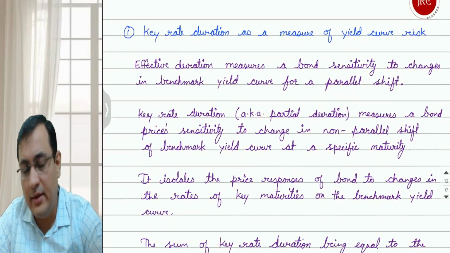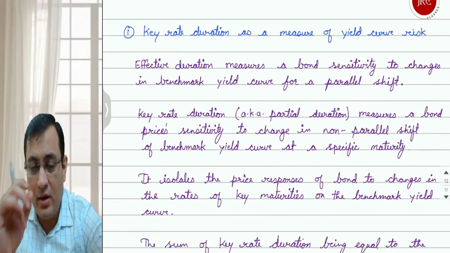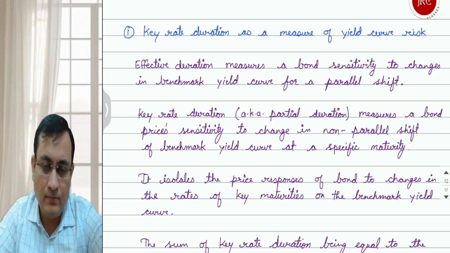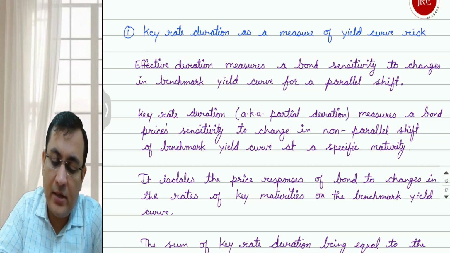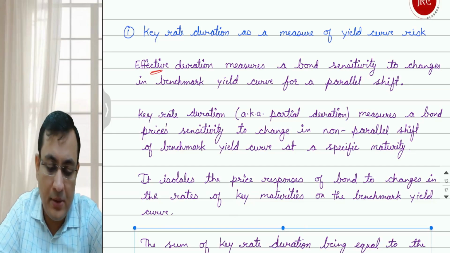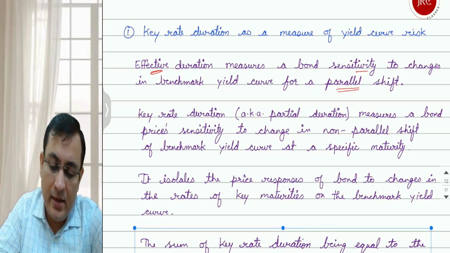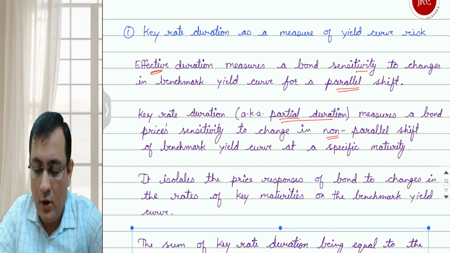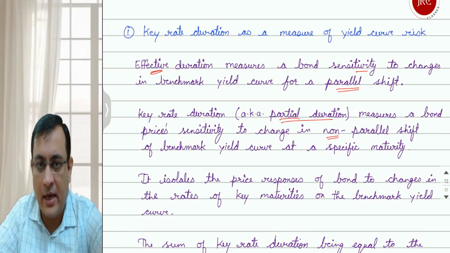First of all, how to calculate this key rate duration? What does it represent? It represents the duration effect for a specific change in the yield at a specific maturity. Not the whole curve is shifting, so there is a non-parallel shift. The effective duration measure, the previous one, curve-based duration, measures the bond sensitivity to change in the yield curve for a parallel shift. Key rate duration, also called partial duration, measures the bond price sensitivity to a change in a non-parallel shift. Only changes are happening at a specific maturity time.